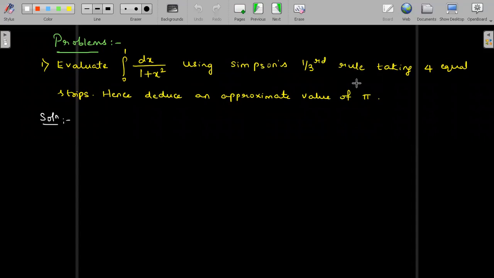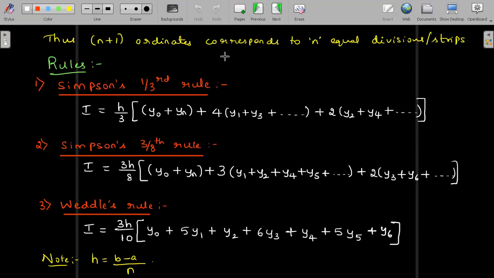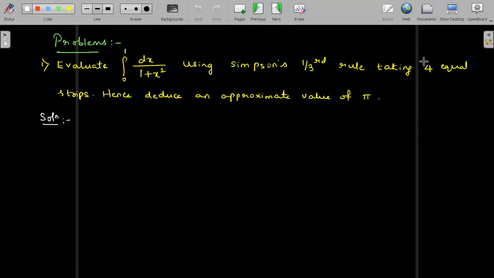We have to apply Simpson's 1/3 rule and obtain an approximate value of this definite integral by taking 4 equal strips. So number of strips n is equal to 4, or number of divisions n is equal to 4. There will be n plus 1 ordinates. We already discussed this in the theory part. For every n plus 1 ordinates, it corresponds to n equal divisions or strips. So n equal to 4, and that is the reason 4 plus 1, which is equal to 5. 5 ordinates will be there. In the table when we form, there will be 5 ordinates, 5 sets of values of x and y.